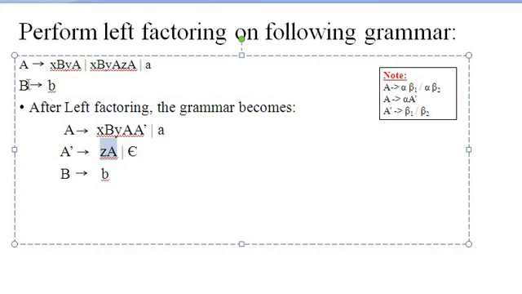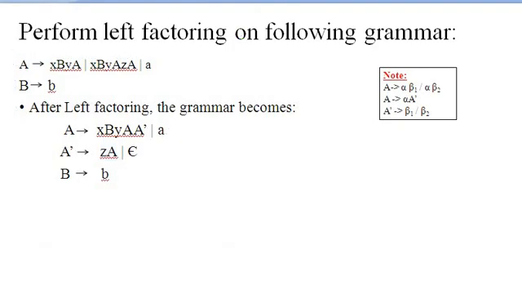In the production B gives b, there is no left factoring, so there is no need to remove anything. So write it as it is, B gives b. So your grammar, A gives x b y a or x b y a z a or a, and B gives b. After left factoring, the grammar becomes A gives x b y a A dash or a, A dash gives z a or epsilon, and B gives b. So this is your left factoring.